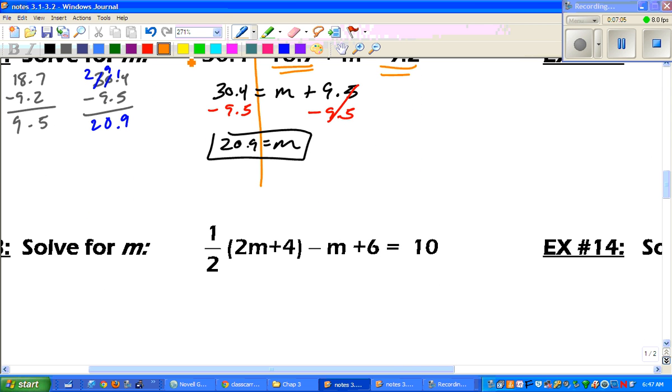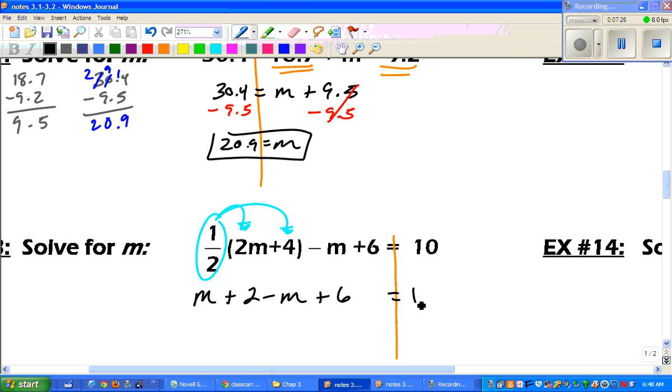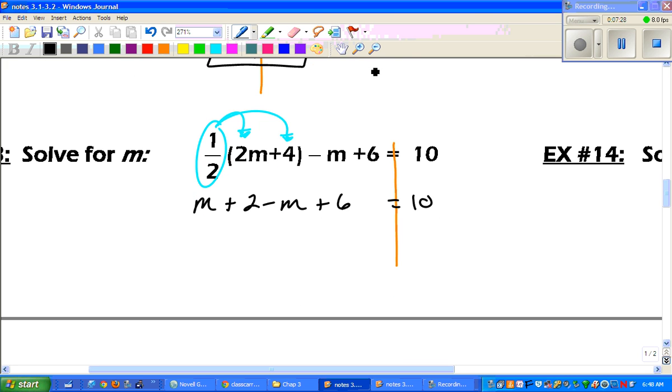All right. This guy right here. Have to distribute. Half of 2 is 1. Half of 4 is 2. I'm going to write the rest of that down. I'm going to combine my like terms, which gives us 8. And our other m minus m.